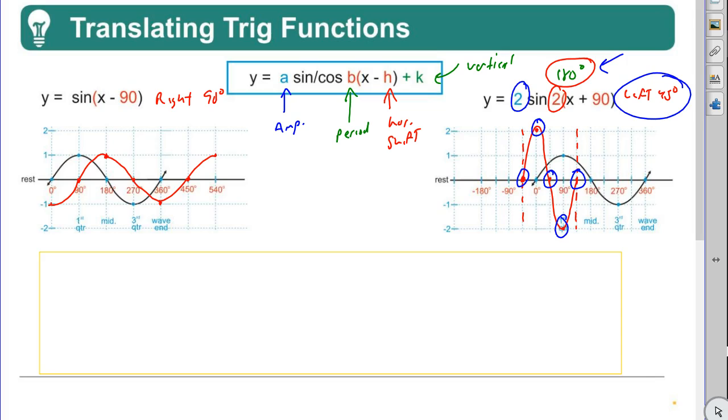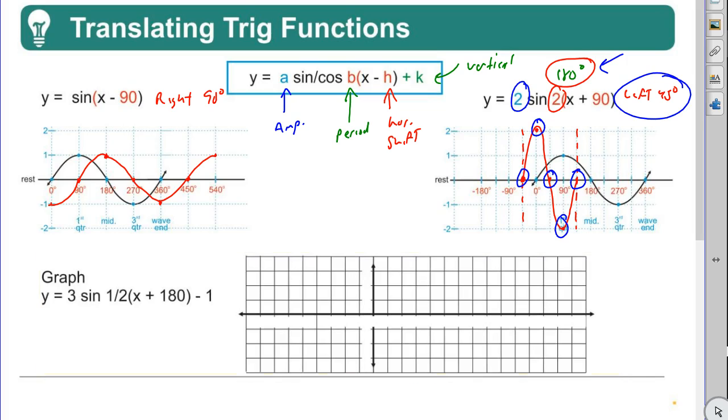All right, it's been already a couple minutes here, but let me do one quick last one. So here we go, y equals 3 sine, half x plus 180, minus 1. And I'll never do this in a quick review, but I'm just going to go ahead and work our way through. Okay, in this one, we're going to get a half a wave in a normal 360. So that means the period for this thing is 720 degrees. That's always important to note.